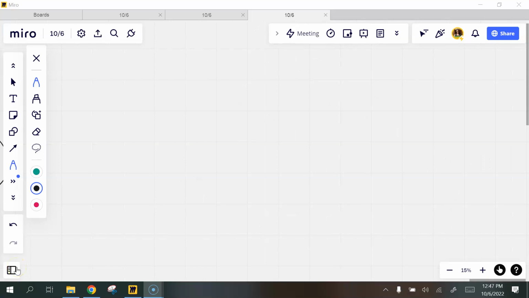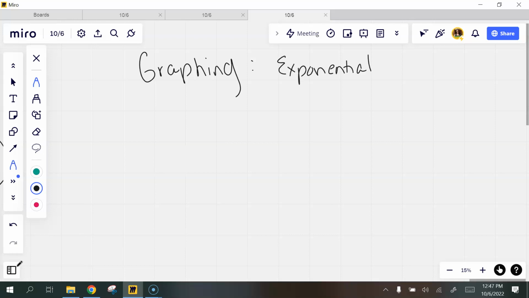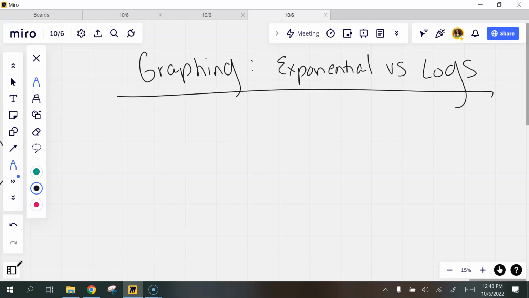All right, let's review graphing exponentials, number 1. This is going to hopefully be kind of nice like this. So these are kind of inverses of each other, but you'll see that in just a minute.